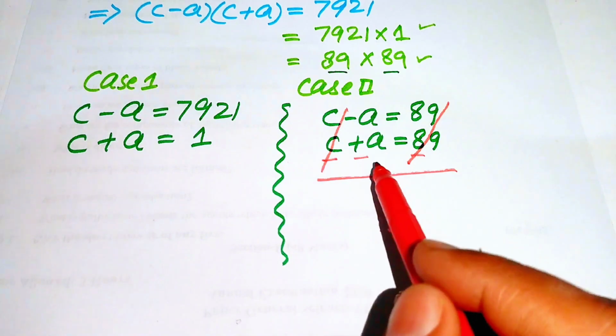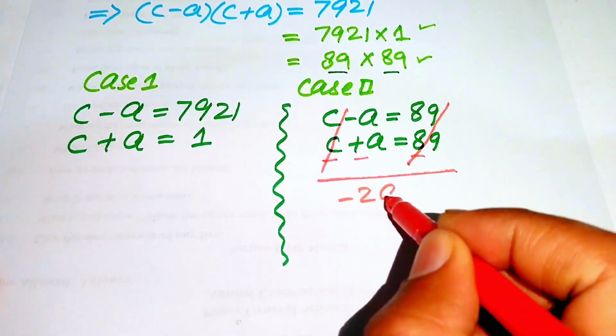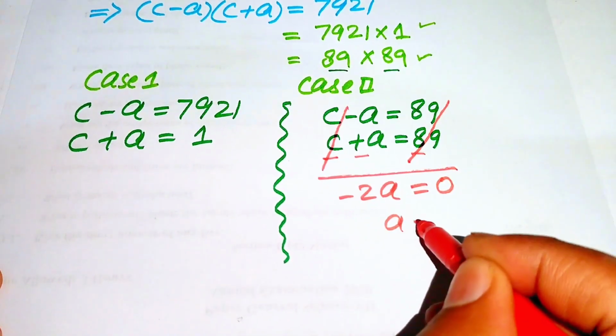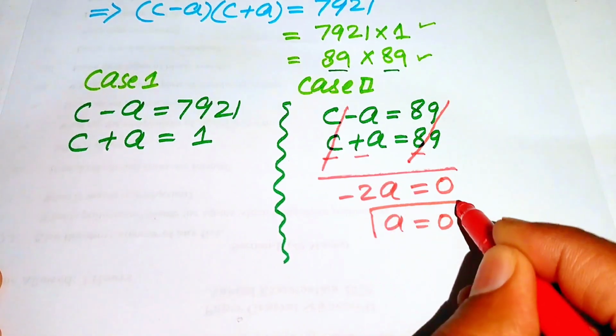And we add this minus a and minus a, it becomes minus 2 times a, and these are gone and you get here 0. So here you get the value of a equals 0.